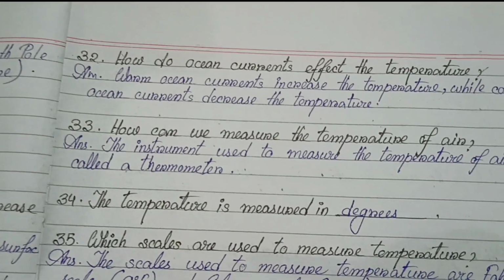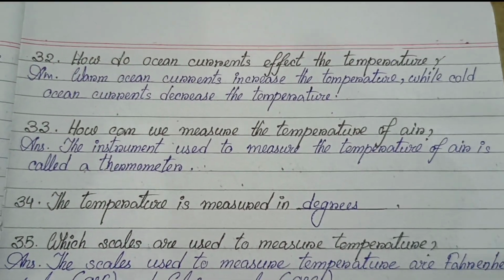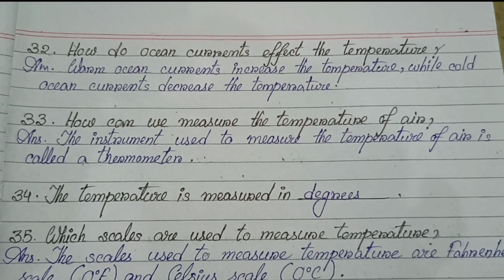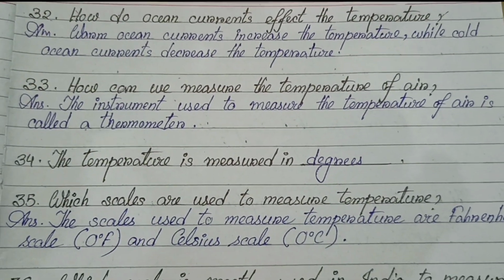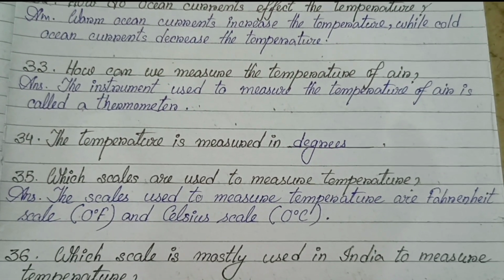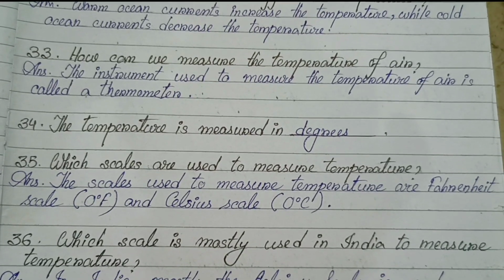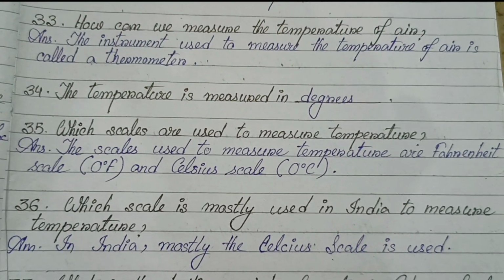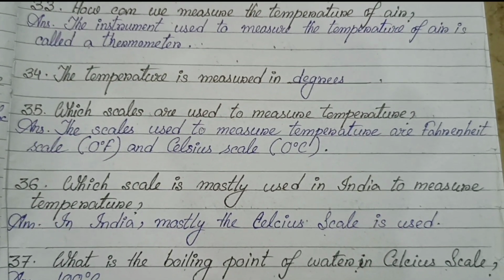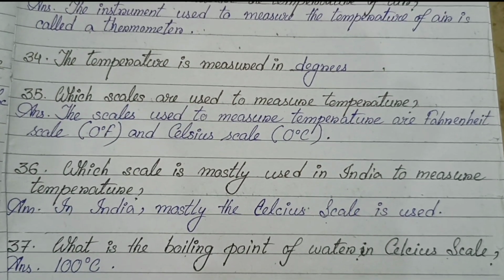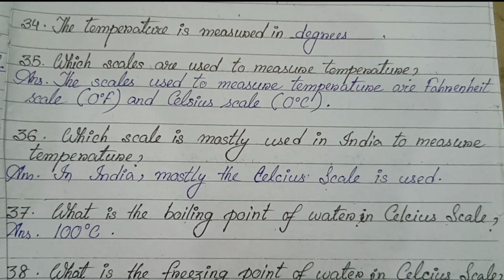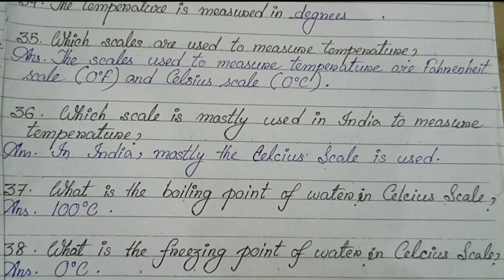Okay, next one, 32. How do ocean currents affect the temperature? Warm ocean currents increase the temperature while cold ocean currents decrease the temperature. 33. How can we measure the temperature of air? The instrument used to measure the temperature of air is called a thermometer. 34. The temperature is measured in degrees. 35. Which scales are used to measure temperature? The scales used to measure temperature are the Fahrenheit scale, 0 degree Fahrenheit, and the Celsius scale, 0 degree Celsius.